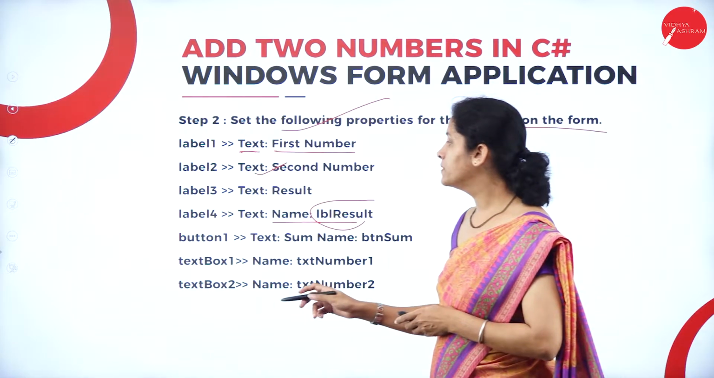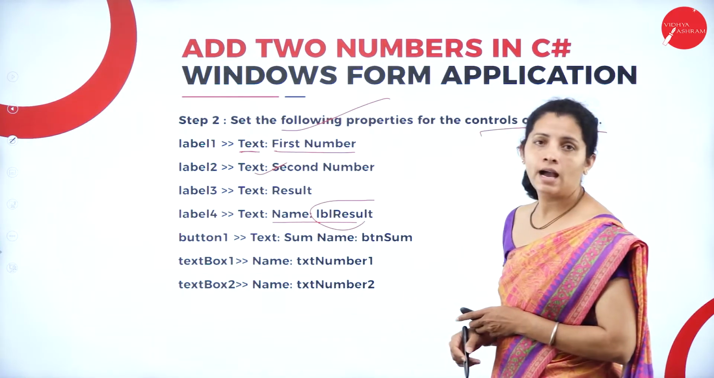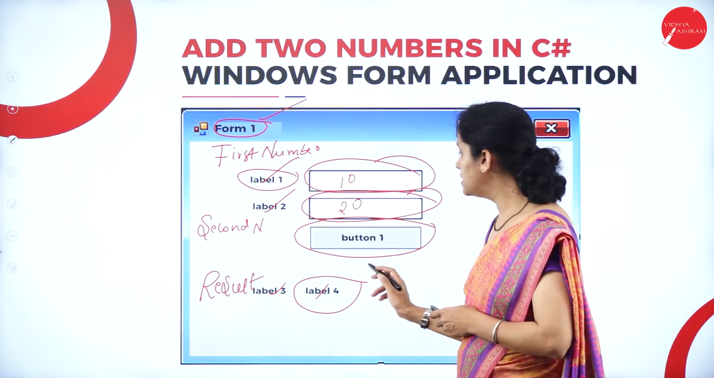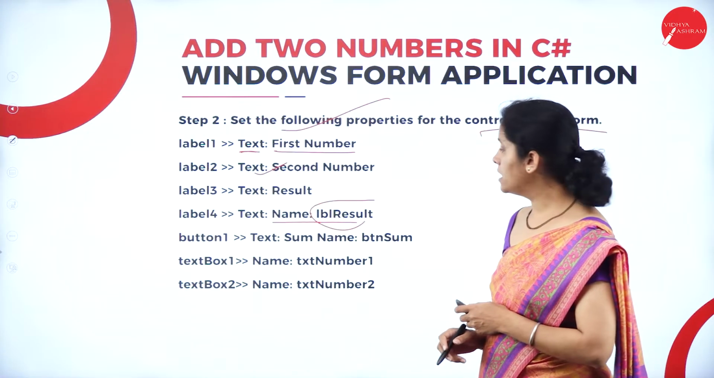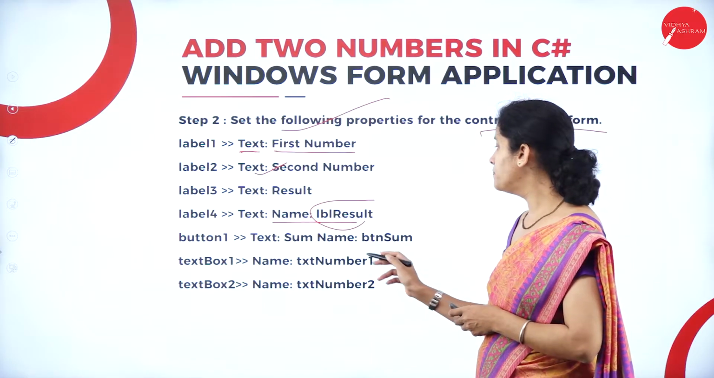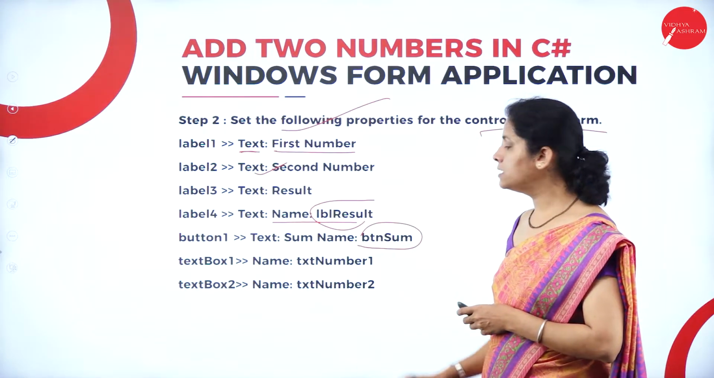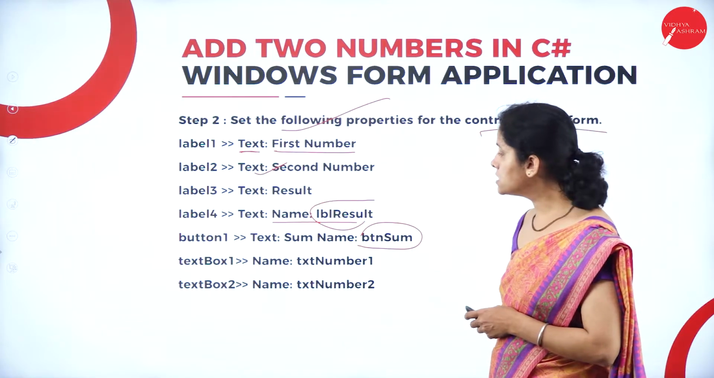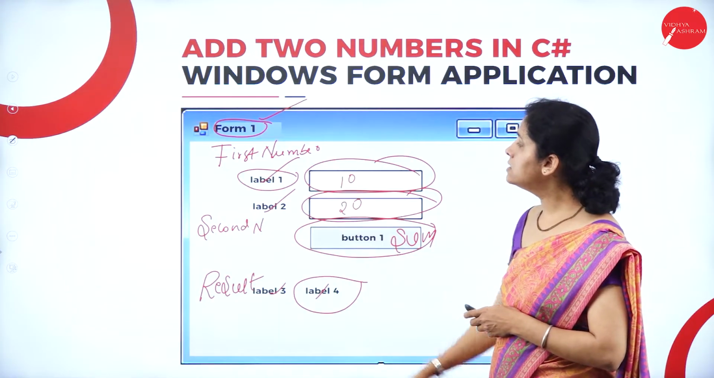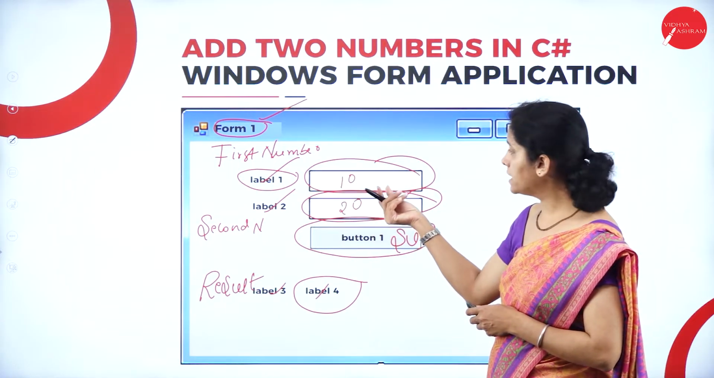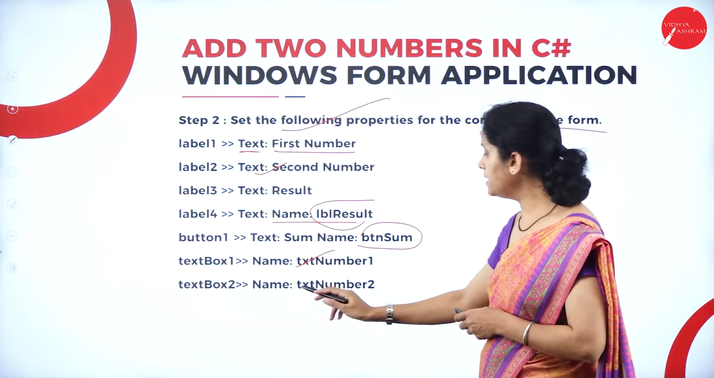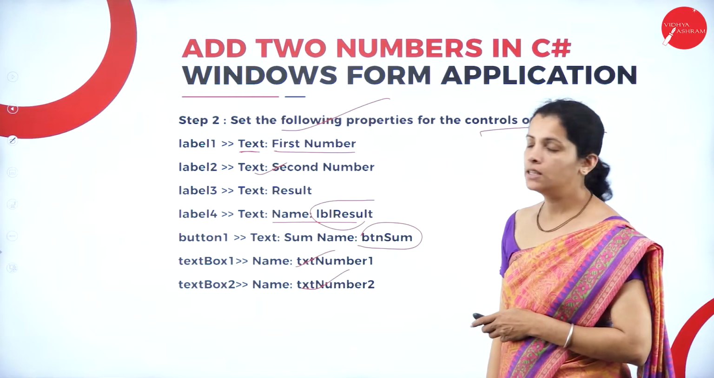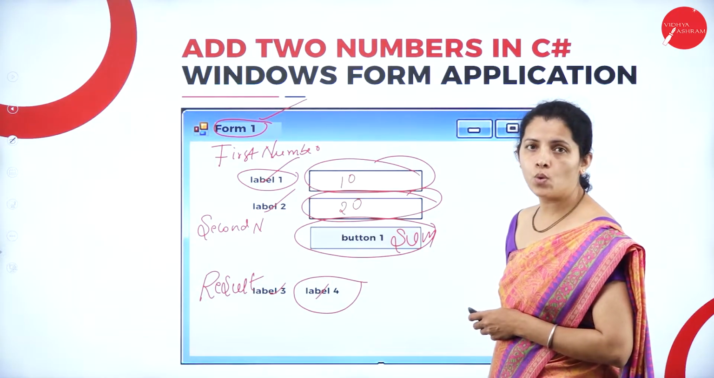Then see here, I have the button. And what is the button text? It is "Sum". I enter the button text, and it is Sum. And what is the name of the button? btnSum. And if I consider the text boxes, what are my text box names? That is txtNumber1 and txtNumber2. Now the designing part is over.